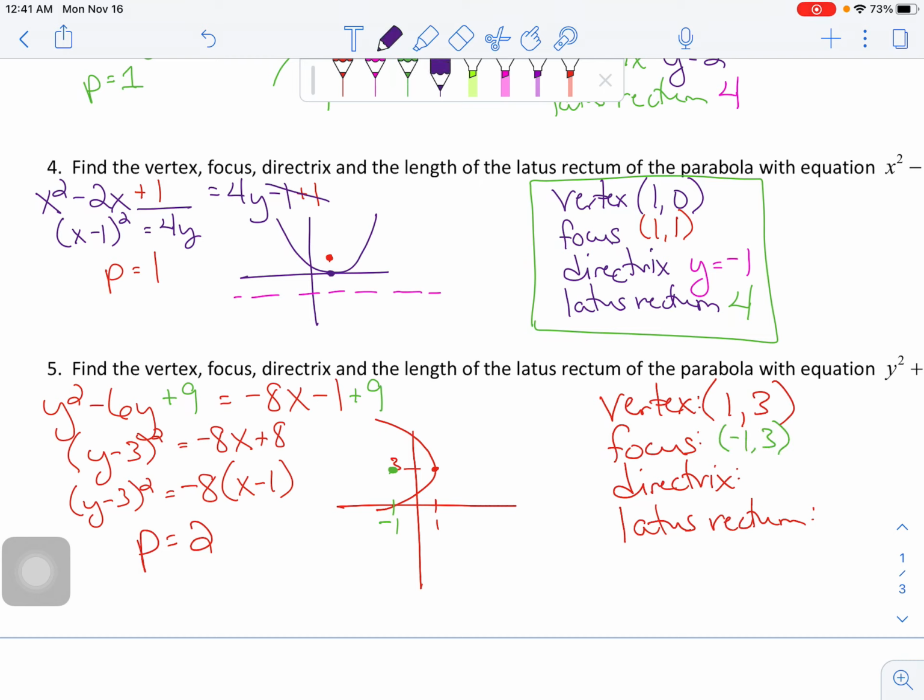I need to count 2 units to the right of my vertex, and that will give me my directrix. So that would be 3. So x equals 3. And last piece is to take your focal distance of 2, multiply it times 4, and you will get the length of the latus rectum, which would be 8.